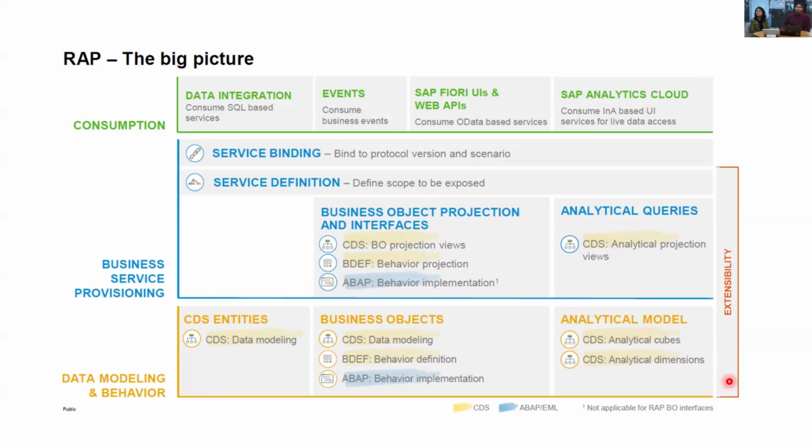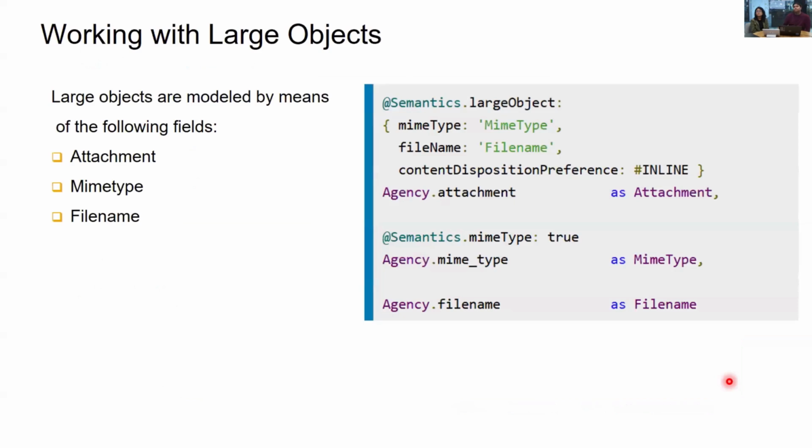You also have the concept of extensibility, where custom fields and custom logic can be enabled using developer extensibility. This slide just covers the RAP architecture as a recap. Now we will move on to the scope of this session today, which is working with large objects. When you have your RAP BO and would like to implement large objects or stream-based objects in it, ideally you will start with the modeling perspective.